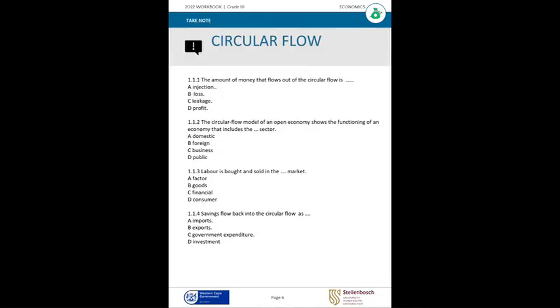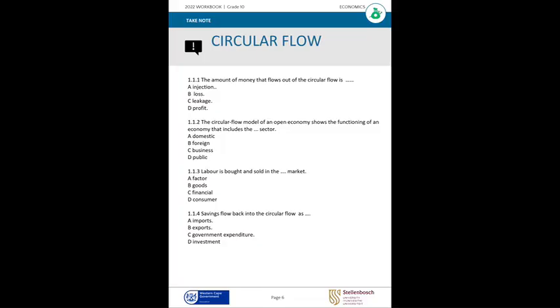Right. We've dealt with the circular flow, one of the main topics of term 1. So let us have a look at the multiple choice questions regarding the circular flow. Let's just see now, to put into practice what I've just been explaining to you on how to answer your multiple choice questions. So 1.1.1 reads, the amount of money that flows out of the circular flow is what?